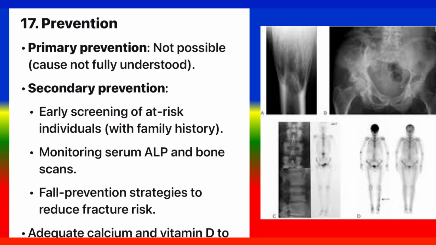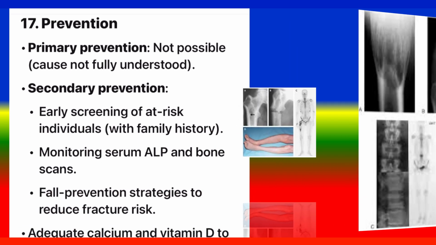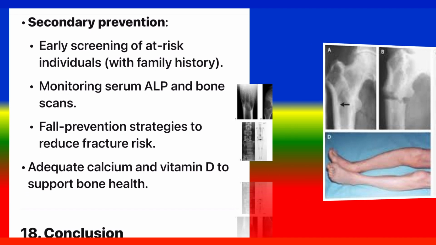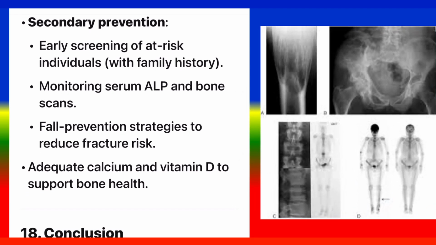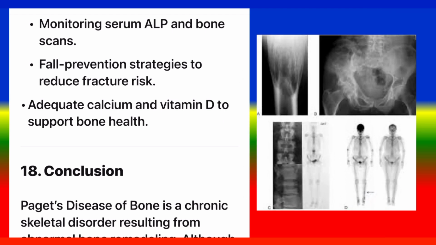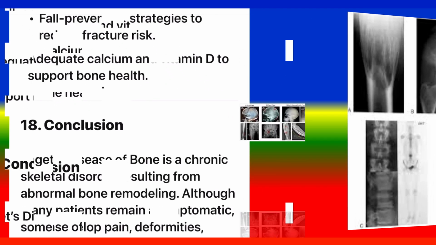17. Prevention. Primary prevention is not possible, as the cause is not fully understood. Secondary prevention: early screening of at-risk individuals with family history, monitoring serum ALP and bone scans. Fall prevention strategies to reduce fracture risk, adequate calcium and vitamin D to support bone health.